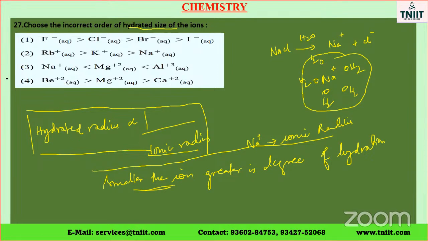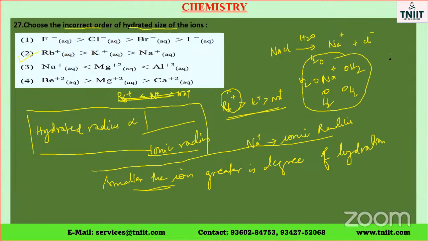So in this question, Rb plus is smaller than potassium, and potassium is smaller than sodium, in terms of hydrated radius. In case of the ionic radii, this is wrong. Rubidium is down the group, right? So rubidium will have greater size compared to potassium and sodium. These are alkali metals. As we go down the group, the size increases. Now, the question asks for the incorrect order. Rubidium is bigger, therefore its hydrated radius should be smaller. But here they say rubidium has the larger hydrated radius. Therefore, the answer is option 2.